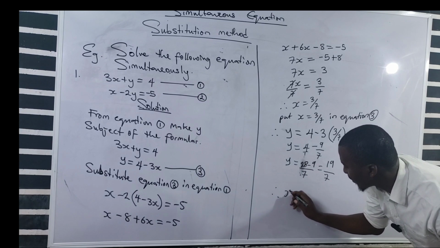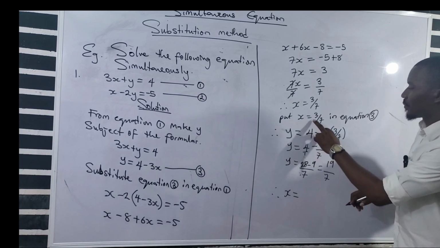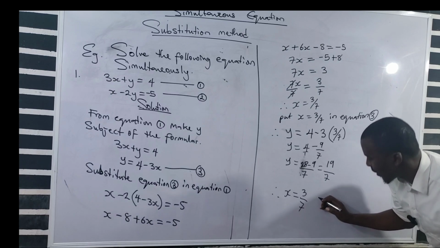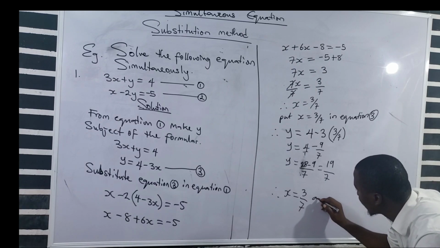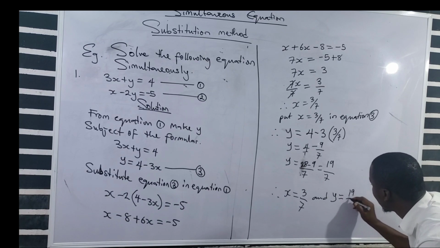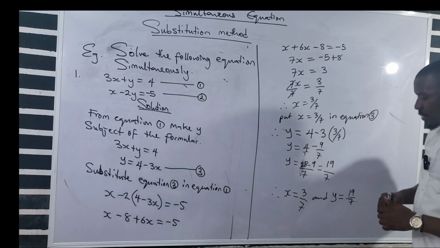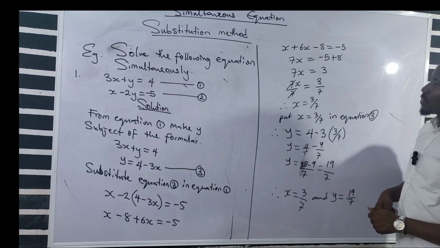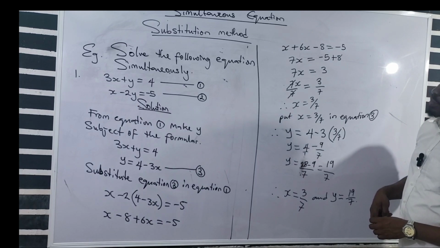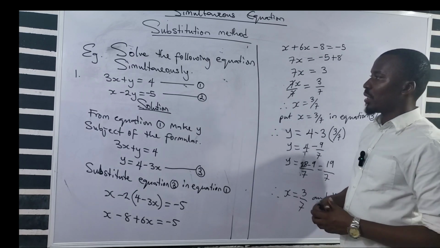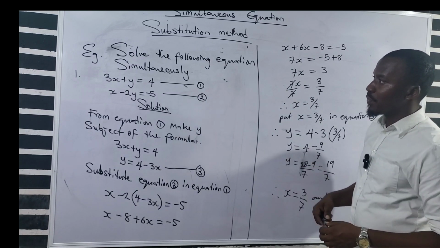Therefore, x equals 3 over 7 and y equals 19 over 7. So you can see how we solve that problem. So this is how we can solve a simultaneous equation using substitution method. Okay, so we can actually solve one more example on that.